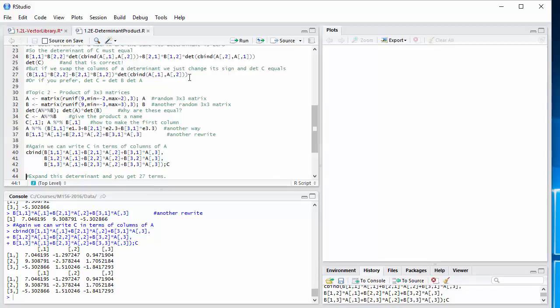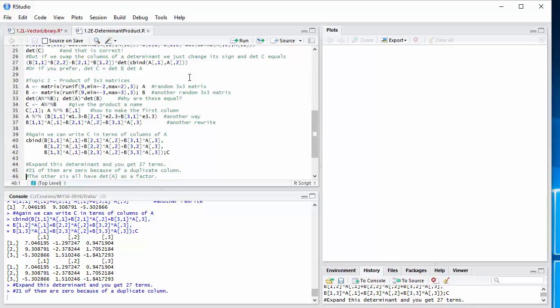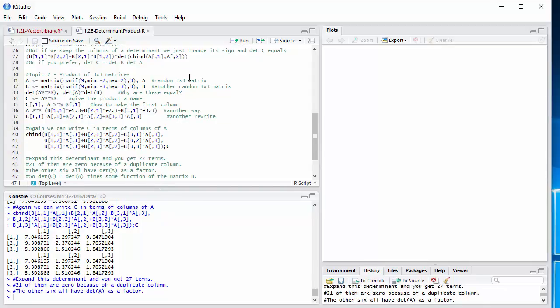Okay, we expand this. The determinant is a linear function. It's a linear function of 3 vectors, each of which is the sum of 3 terms. So if we expand it, we get 27 terms. However, 21 of them are going to have a duplicate column, so they don't count. And the other 6 are all going to involve column 1, column 2, and column 3 in some order. That means they'll have the determinant of A as a factor. And this basically will complete the proof.